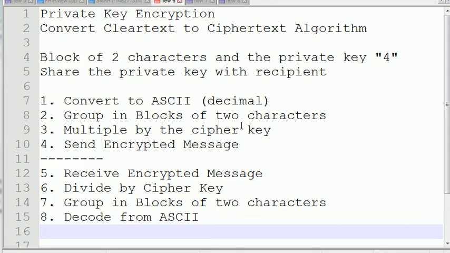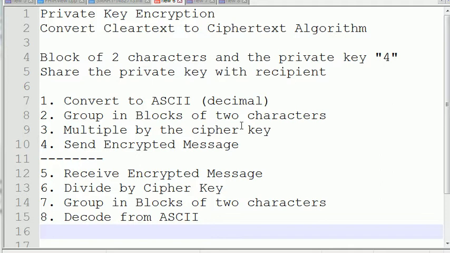Okay, I'm going to go ahead and continue our discussion on encryption, and I'm going to introduce the idea of private key encryption through an example. Private key encryption is covered in the Snyder textbook, and really what we're looking at doing here is coming up with an algorithm to convert from clear text to ciphertext.